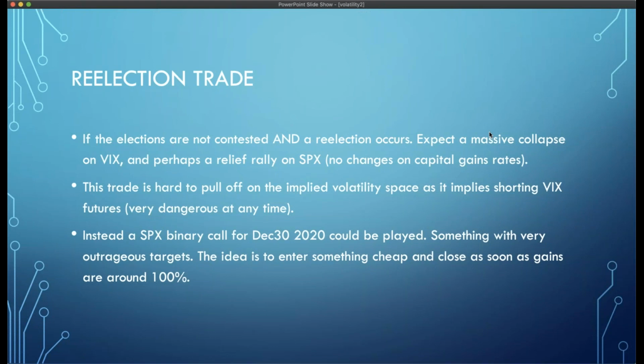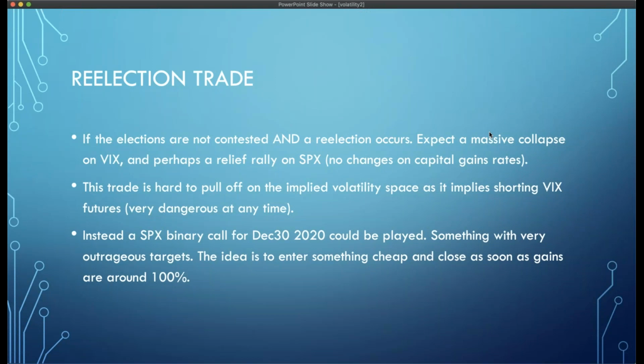And of course, the last trade is the re-election trade. The re-election trade is nothing changes. Everything continues as business as usual. The elections were not contested, and the re-election occurs. In that case, what we have to expect is a massive collapse in volatility, and perhaps a rally in SPX. I don't know about the rally, but it's in VIX. VIX will collapse massively. The only problem is that the trade will be really hard to pull off in the implied volatility space because shorting VIX is really dangerous. But that will be the perfect trade. If you're convinced that this is the scenario, that's the trade. It's a no-brainer. VIX will collapse massively.